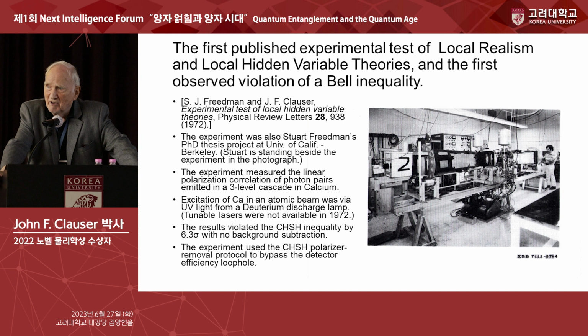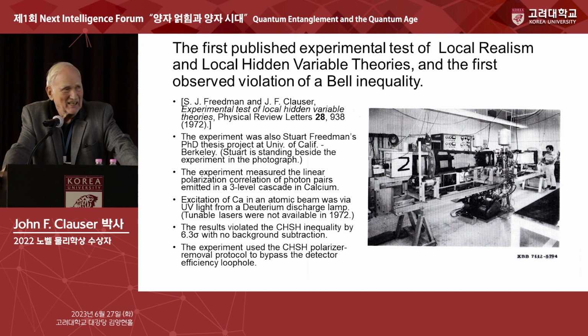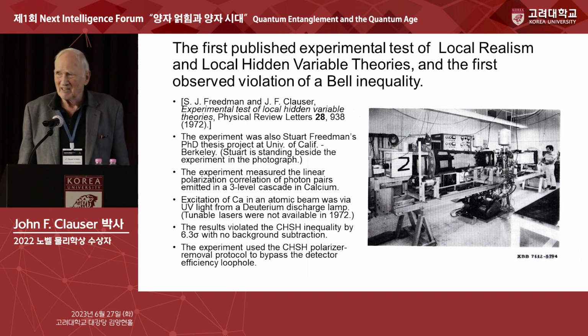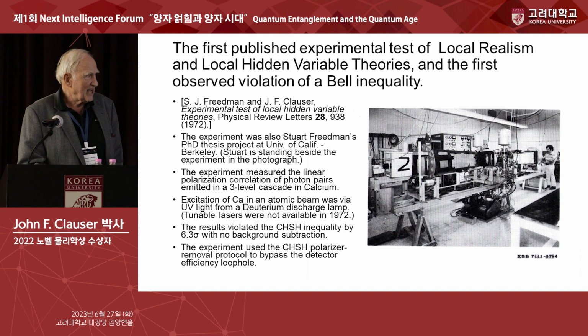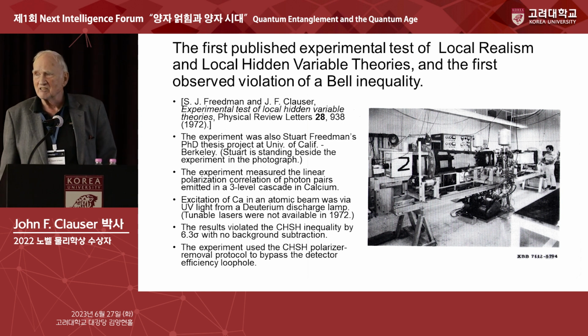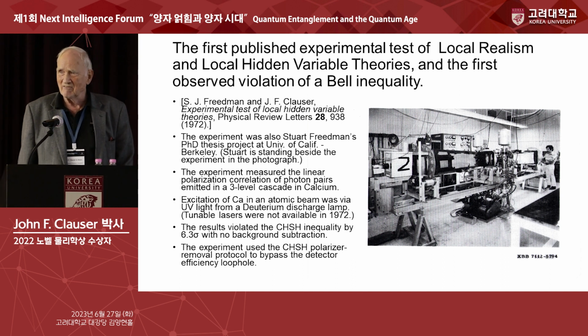The thing that really made this experiment very difficult was that tunable lasers had not yet been invented. So to excite the calcium atoms, we had to use this very weak discharge lamp, a deuterium discharge, and filter out everything but the necessary light to excite the atoms. That made the data collection rate very, very slow. So we had to collect data for over 200 hours, which actually lasted over several weeks, because they had to refill the oven many times during the whole series. So it was a very tedious experiment. But nonetheless, we found a 6.3 sigma violation of the CHSH inequality, saying hidden variables are prohibited.